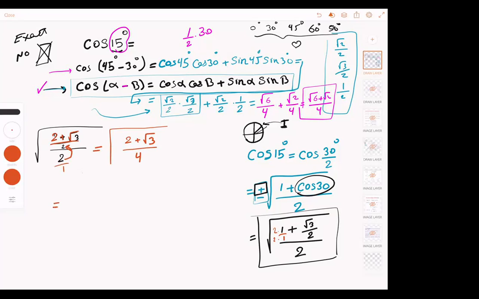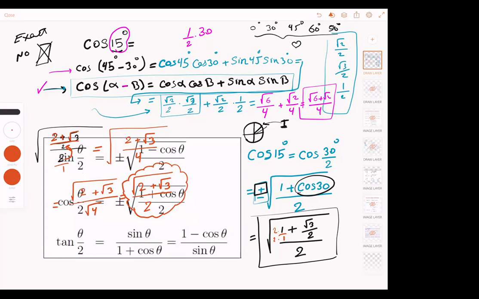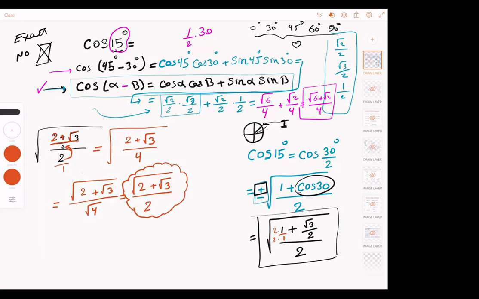This is equal to radical 2 plus radical 3 over radical 4. This is 2 here. We have radical 2 plus radical 3. So this is cosine of 15. Good. Any question?